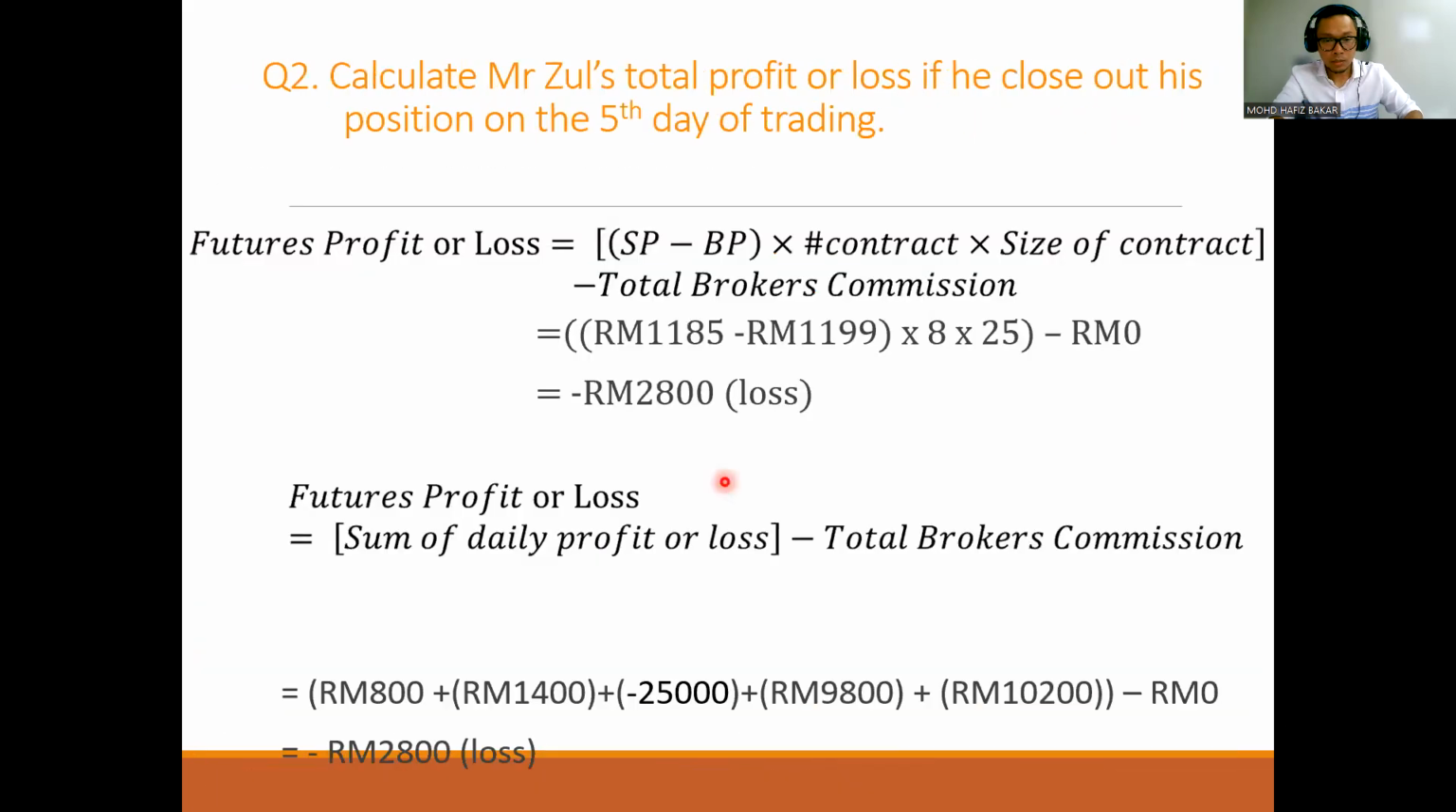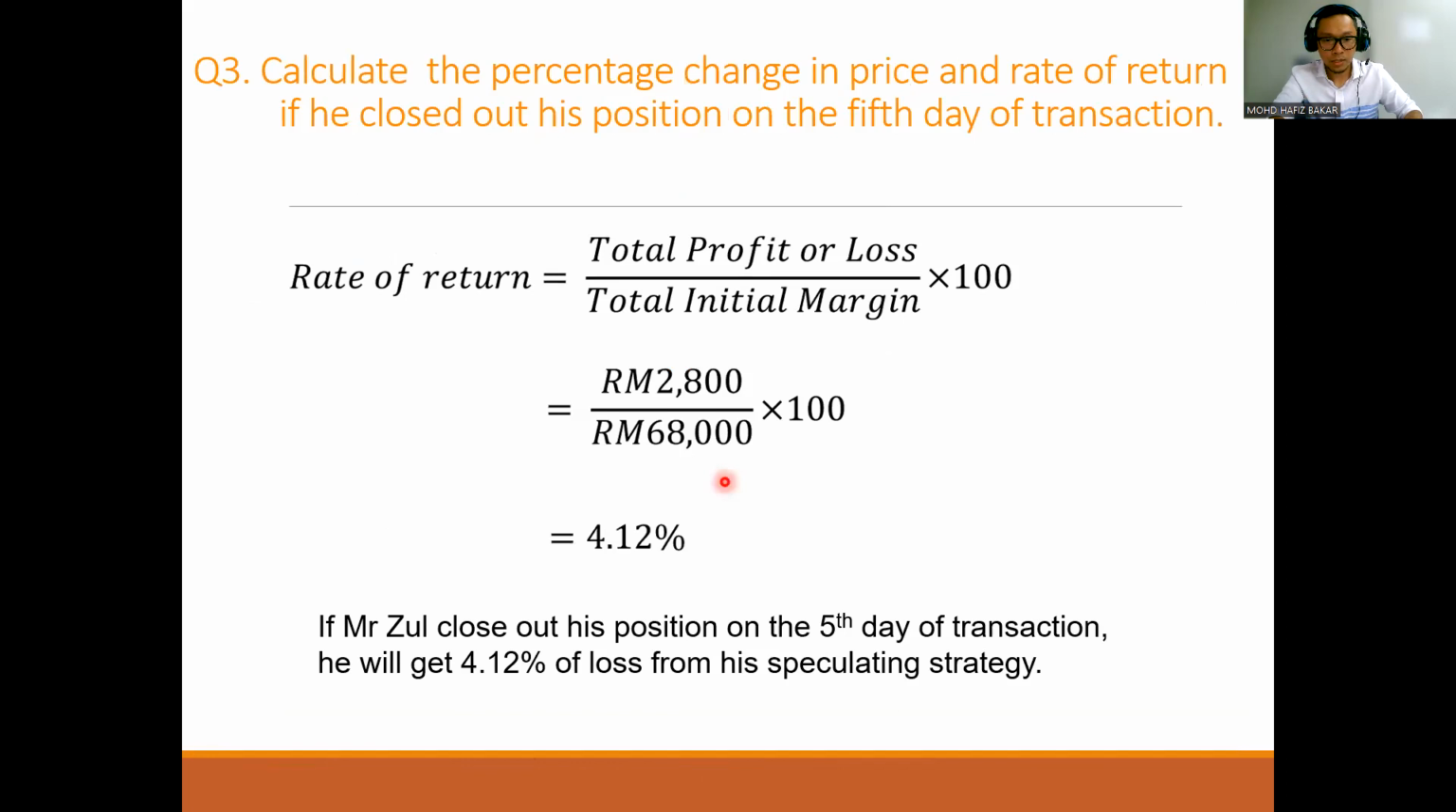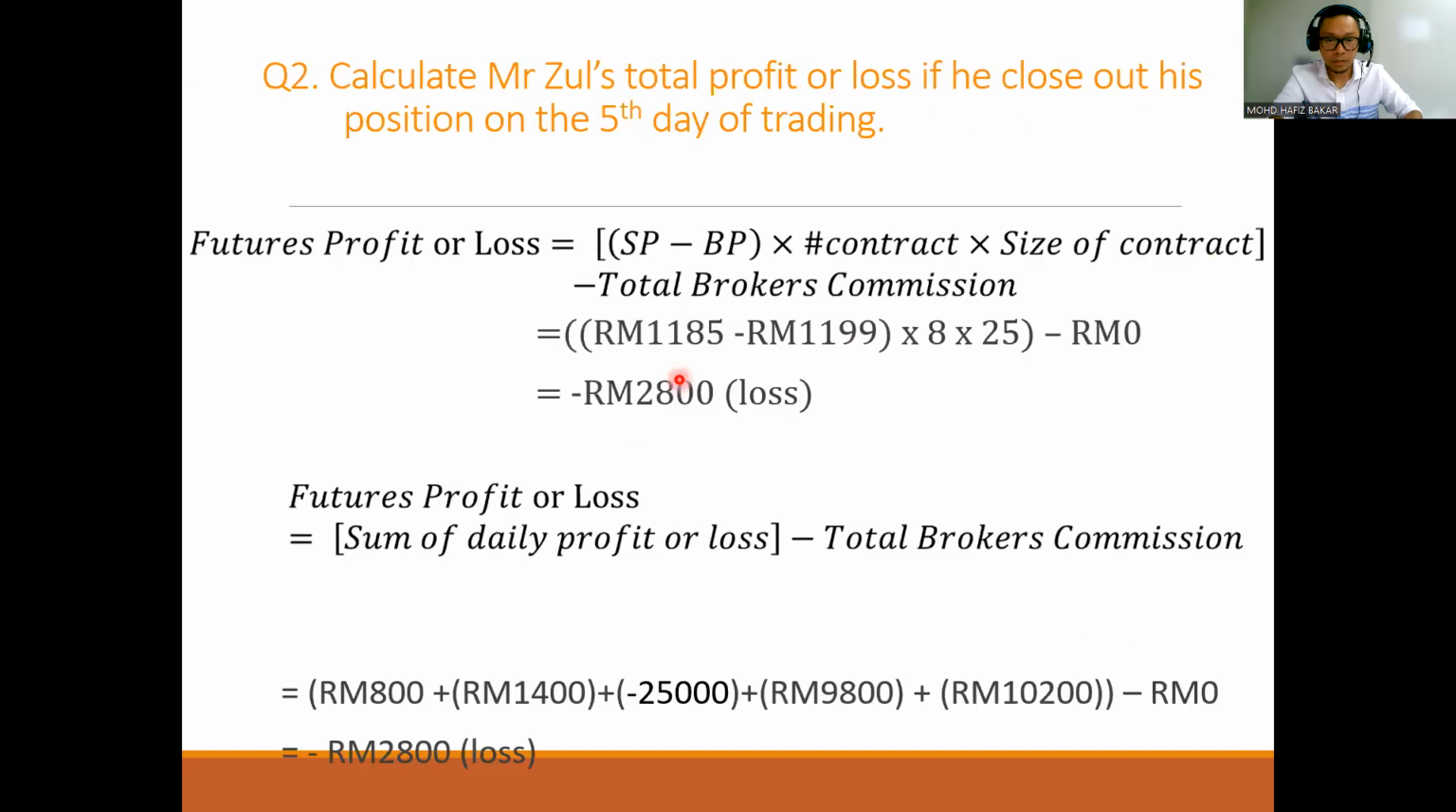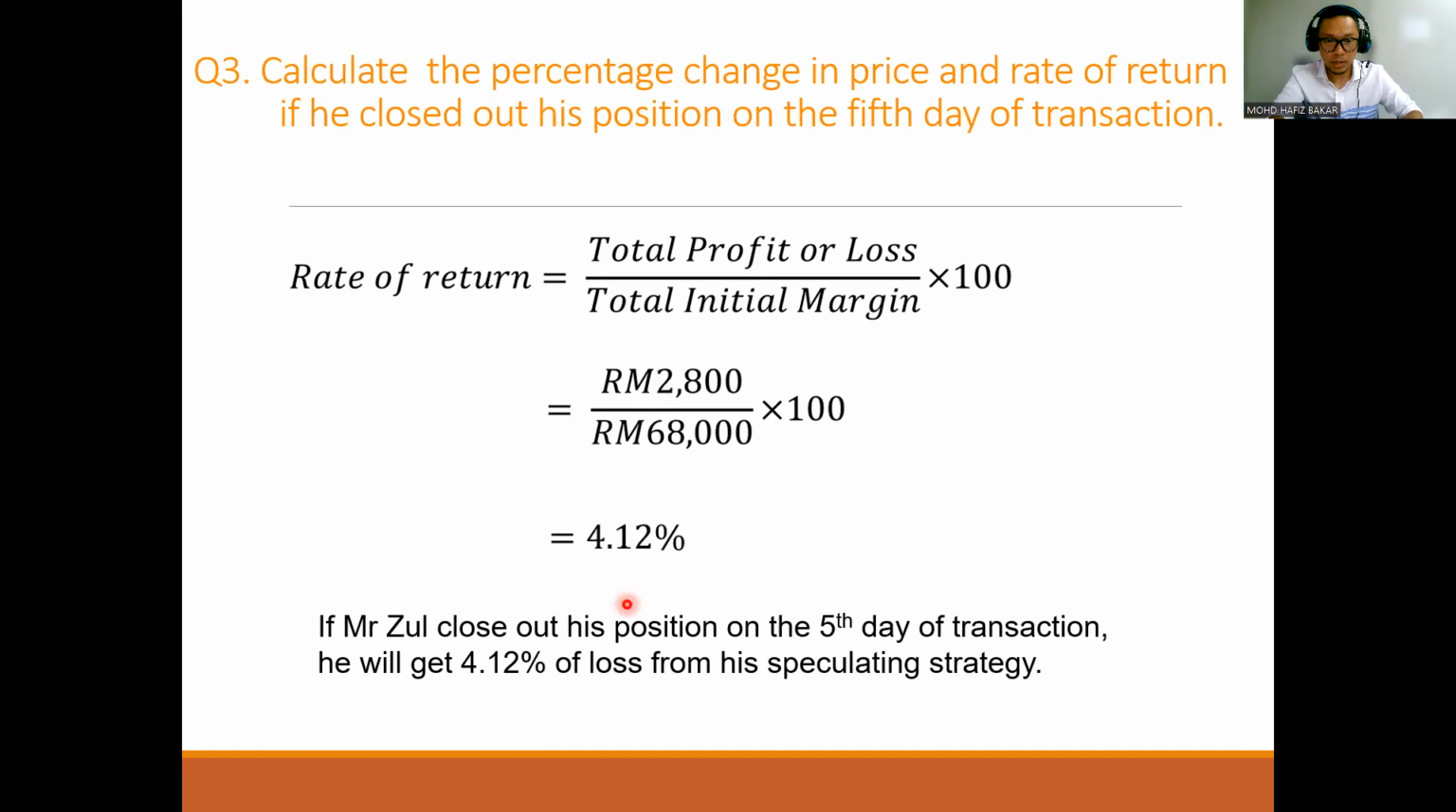Okay, so from this situation, Mr. Zul will get a 4.12% loss from his speculating strategy. Okay, so kat sini actually dia negative 2,800 loss kan. Dia bukannya profit. Actually dia loss, incurred a loss of 2,800. Okay, so that's why kat sini dia loss 4.12% from his speculating strategy.